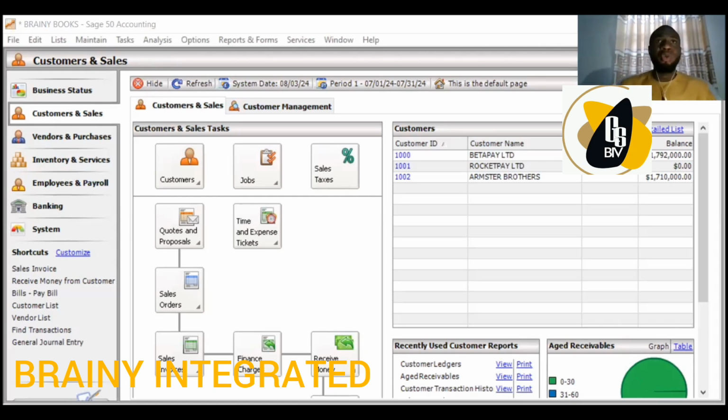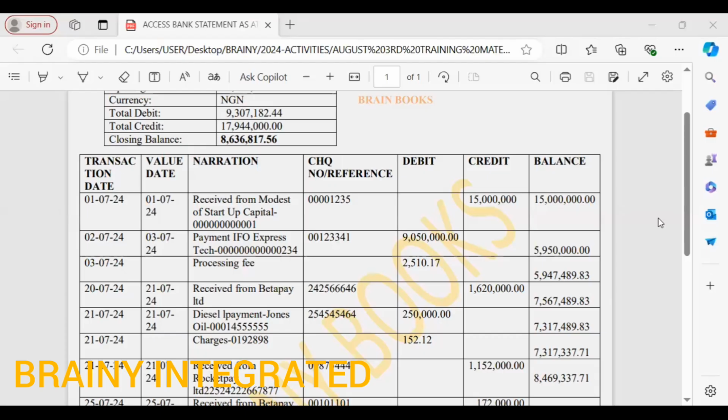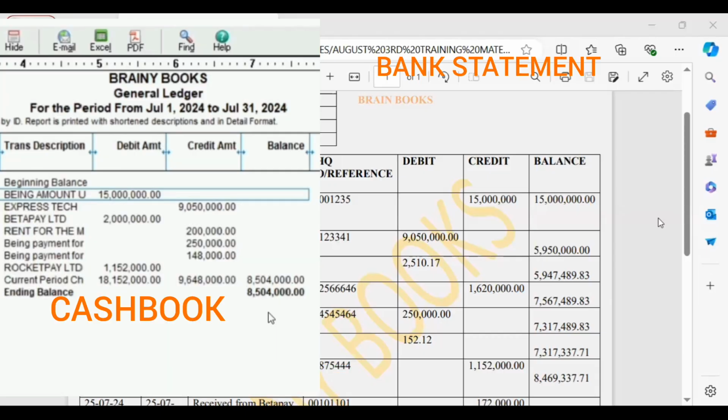So that brings us to bank reconciliation. Bank reconciliation is a process of bringing into agreement the differences or discrepancies between the cash book balance and the bank balance. And to do that in Sage 50 accounting software, the first thing is to compare the bank statement and the cash book.